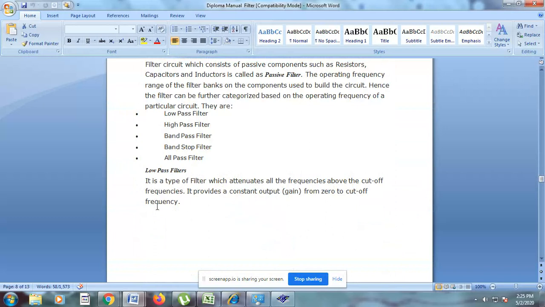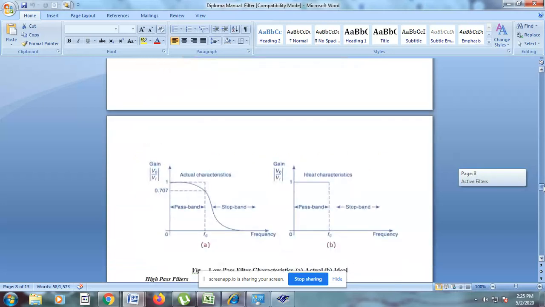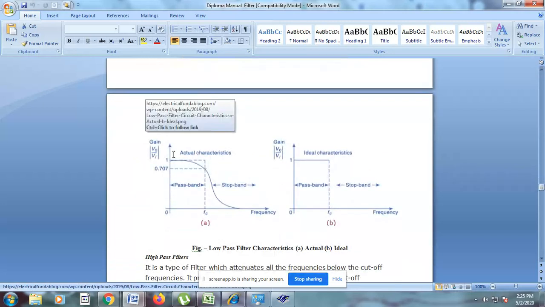A low pass filter is a filter which attenuates all the frequency above the cutoff frequency. It provides a constant output from 0 to the cutoff frequency. Here is the output graph of a low pass filter circuit. This is the x-axis and this is the y-axis. The x-axis refers to frequency and the y-axis to the voltage gain. Voltage gain means Vo by Vi, and this is the output graph.